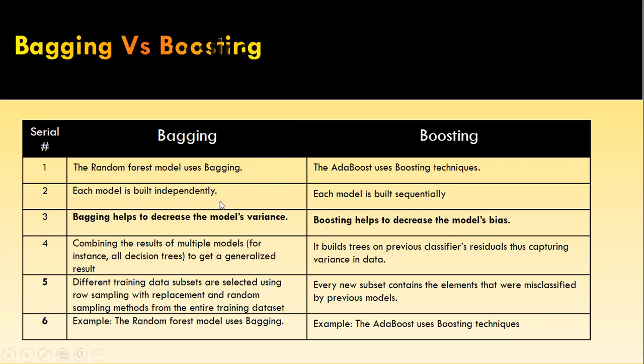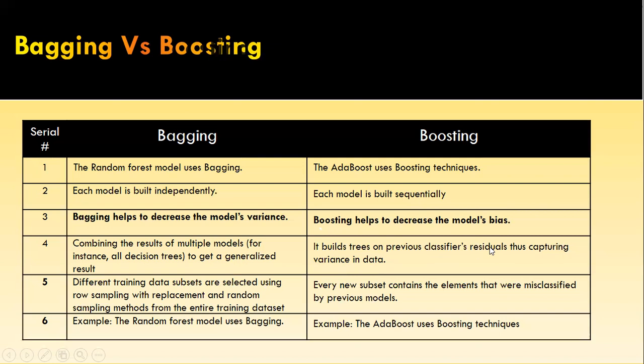In bagging, each model is built independently. There is no dependency; the trees are built independently. Whereas in boosting, each model is built sequentially. So bagging helps to decrease the model's variance, whereas for the model's bias, as I said, with advanced algorithms like XGBoost and all, you can decrease both, combining the results of multiple models to get a generalized result. In the case of bagging, we combine all the models. That's why we call it an ensemble model. And boosting is also an ensemble model.